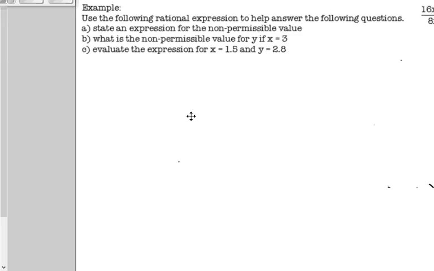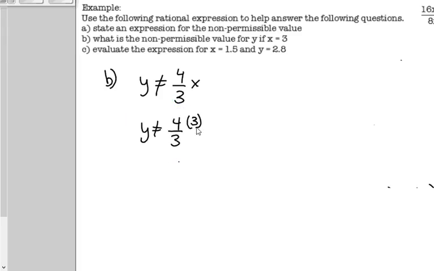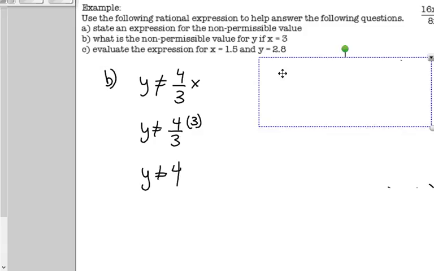Question B asks us to determine what the non-permissible value is for y if x is equal to, sorry, just 3. So what we have here is, remember that y cannot equal 4 over 3 x. If we're given the value of x, that means that y cannot equal 4. We substitute 3 in for x here, multiply it together, these two will cancel out, and we get 4.